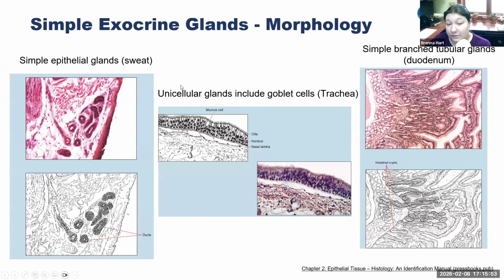And then there's a few ways exocrine glands can appear. So morphology-wise, we have simple epithelial glands. I want you to just think of like one secretory region going through a single duct out through that epithelial surface. Then with unicellular glands, this would be like this mucus cell being a goblet cell. It's just going to release straight to the surface as is right there. And then a simple branched tubular, this is where you have multiple secretory regions going through one larger duct and then secreting out.